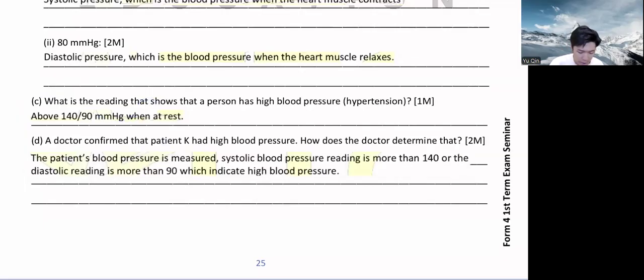So basically it's this, but with further elaboration. Of course we measure blood pressure, number one. Number two, the systolic pressure is 140 and the diastolic pressure is 90. That proves that you have high blood pressure.